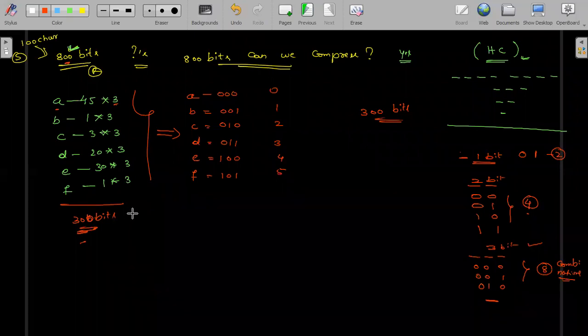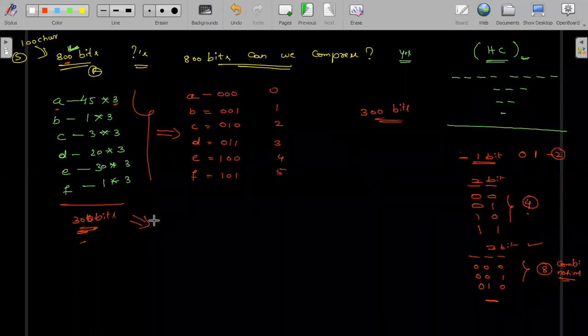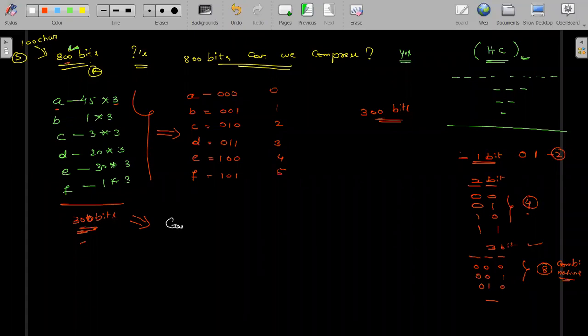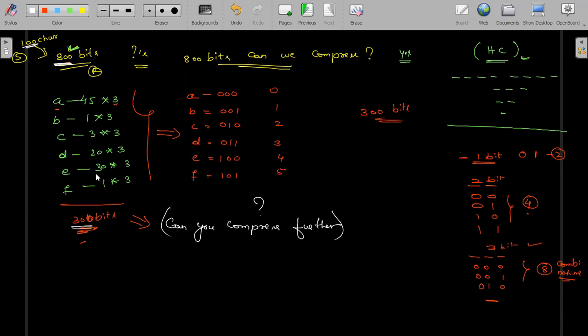Still I am asking, see here, this is the point: can you compress further? This is the question now. Before, it was 800 bits for 100 characters. Yes or not? But for the same 100 characters, now I am using 300 bits. Is this good or not?